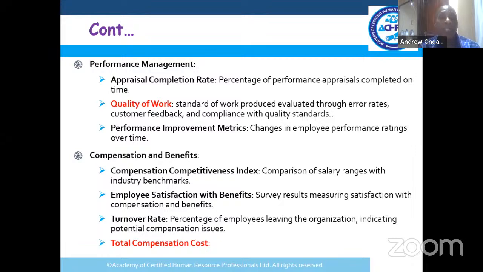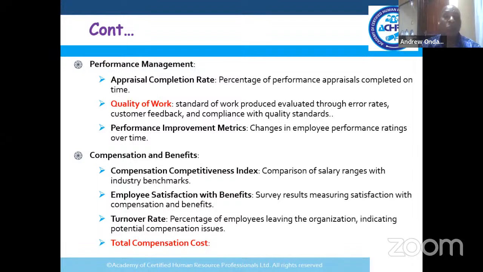An organization can do this through benchmarking. And you don't benchmark with any other organization, but organizations within our industries or our sector. It is expected that after conducting this compensation competitive index, you find out where you lie as an organization: that you are either above the market rate in terms of compensation, or you are an average payer in the market, or three, you are paying below the market rate.